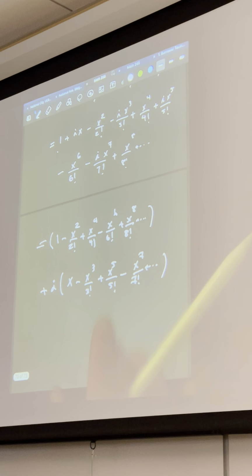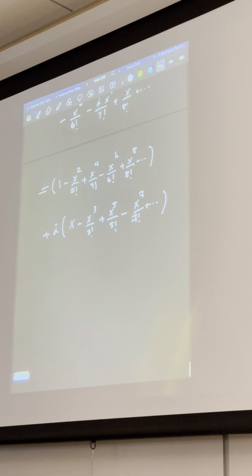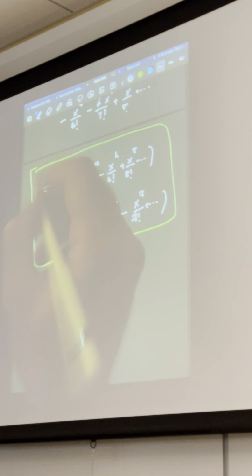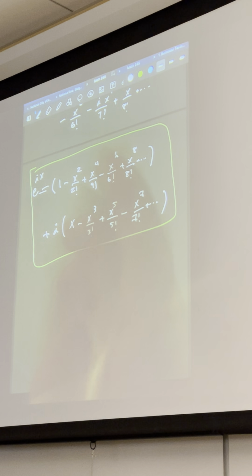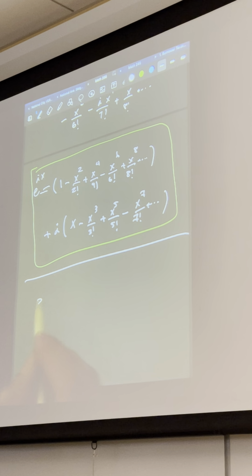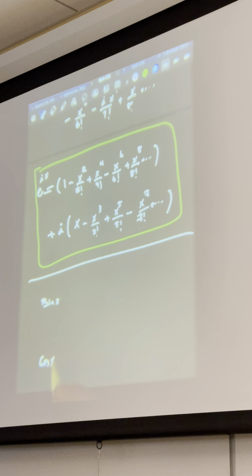Why don't you guys look at the first few terms of the series, so let's just box this up for now. That's e to the power of ix, okay? That's the Taylor expansion of e to the power of ix. Now, why don't you guys look at this now? Look at the Taylor expansion for sine of x, just the first few terms. And then the Taylor expansion for cosine of x.